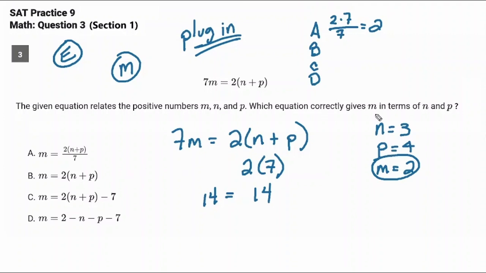2 times n plus p. 2 times 7, that's 14. Nope. 2 times 7, which is 14, minus 7, which is 7. Nope, I'm looking for 2. And then 2 minus 3 minus 4 minus 7, that's going to be negative, so no. So A is the answer. You can get this right real quick and move on.